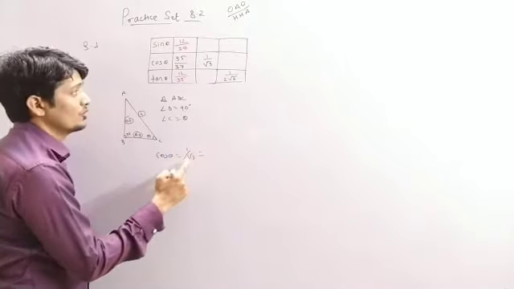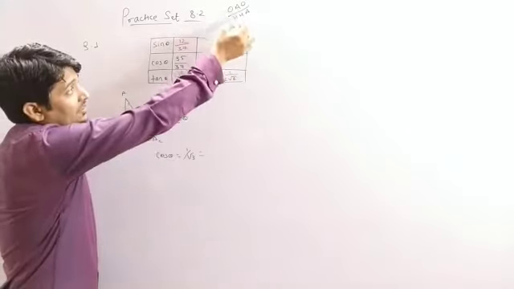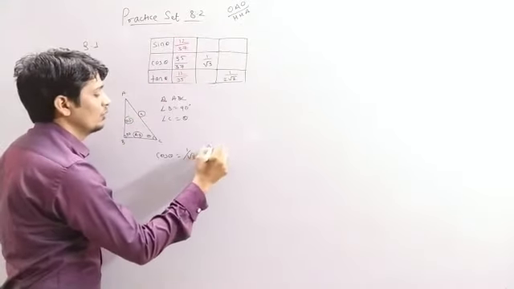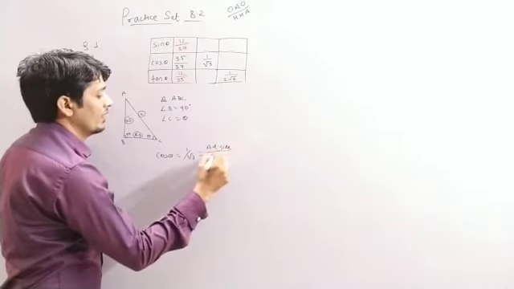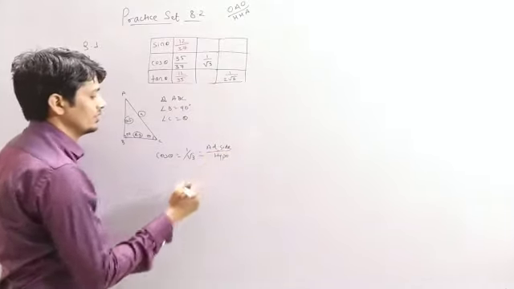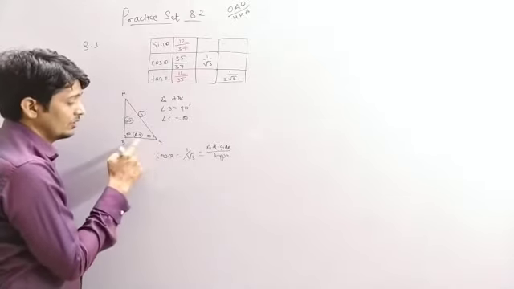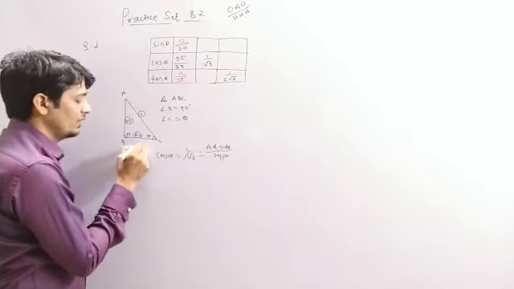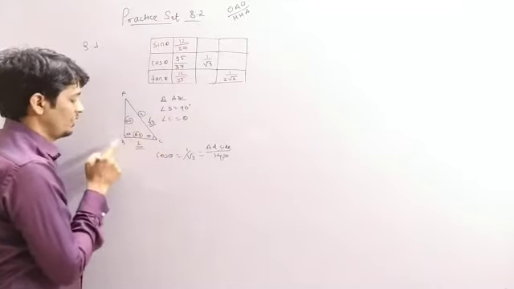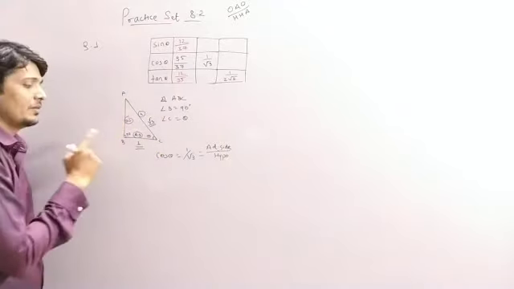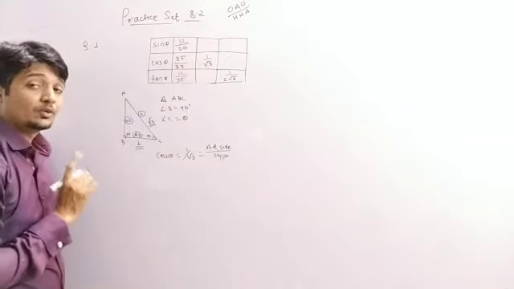So we know cos theta is what? Adjacent side divided by hypotenuse. So adjacent side is 1 and hypotenuse is root 3. So we have to derive the value for side AB. So we have to use Pythagoras theorem.